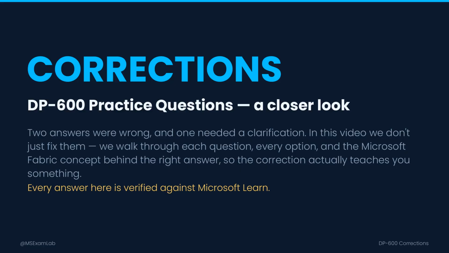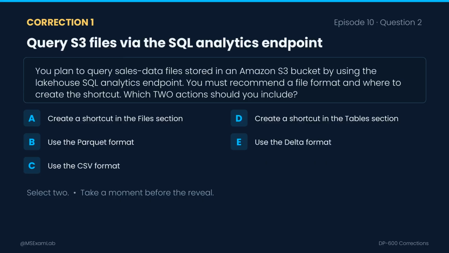Let's get into it. Our first correction is from episode 10, question 2. Here's the scenario. You plan to query sales data files that are stored in an Amazon S3 bucket, and you want to query them by using the Lakehouse SQL Analytics endpoint. You need to recommend 2 things, a file format and where to create the shortcut. Take a look at the 5 options on screen.